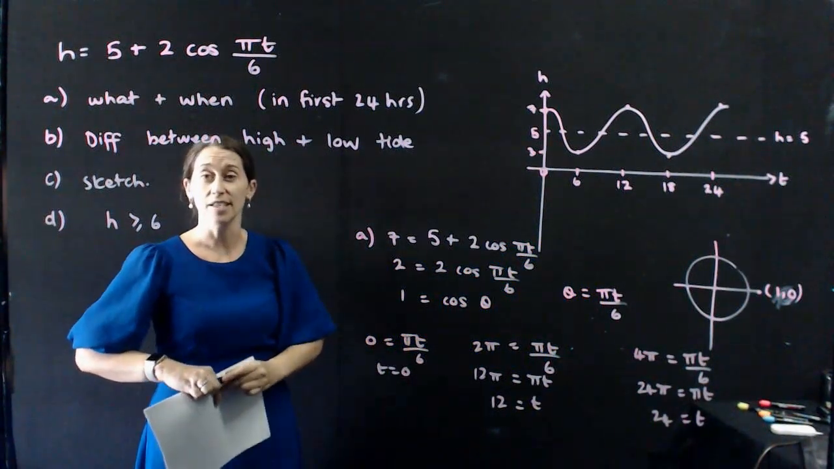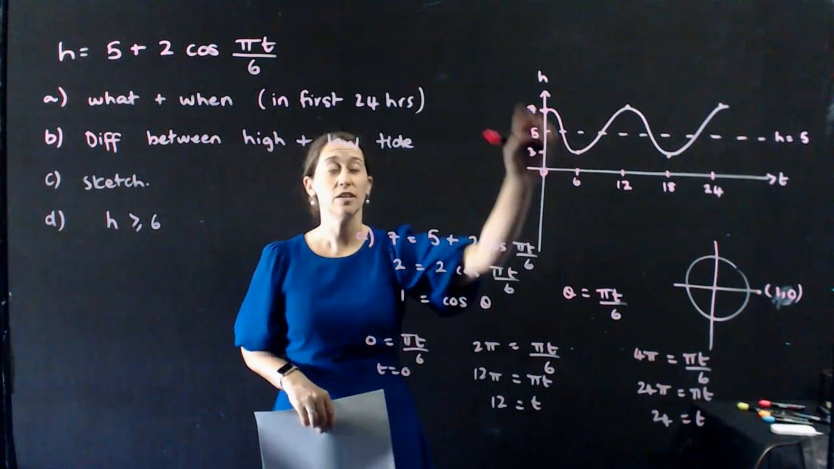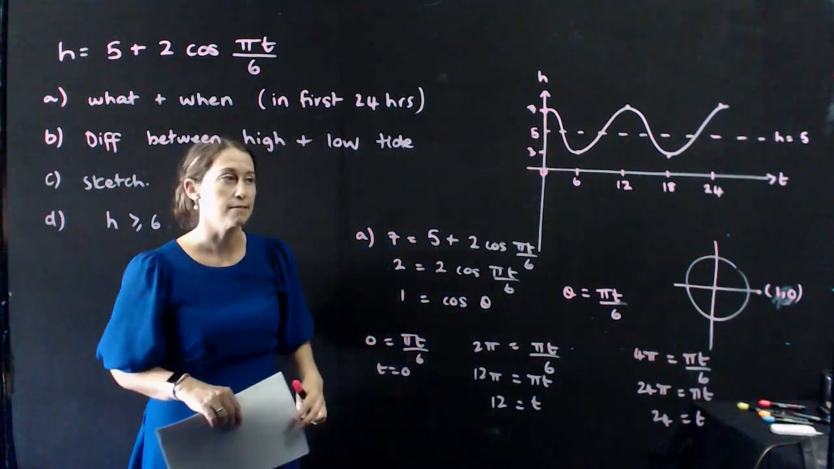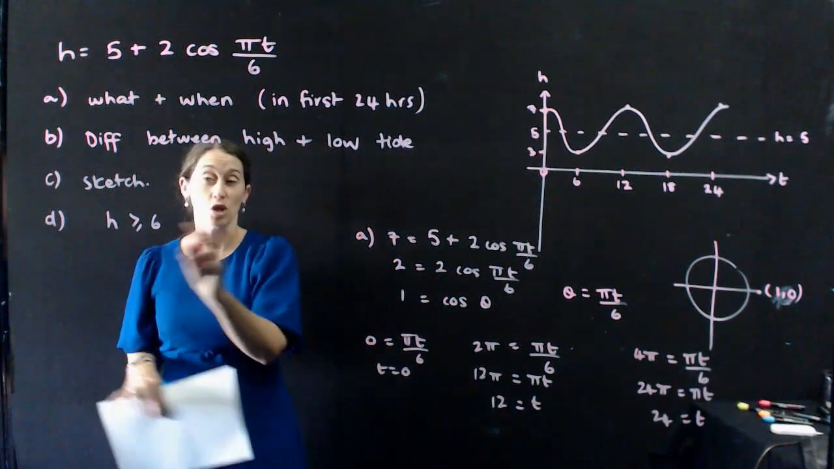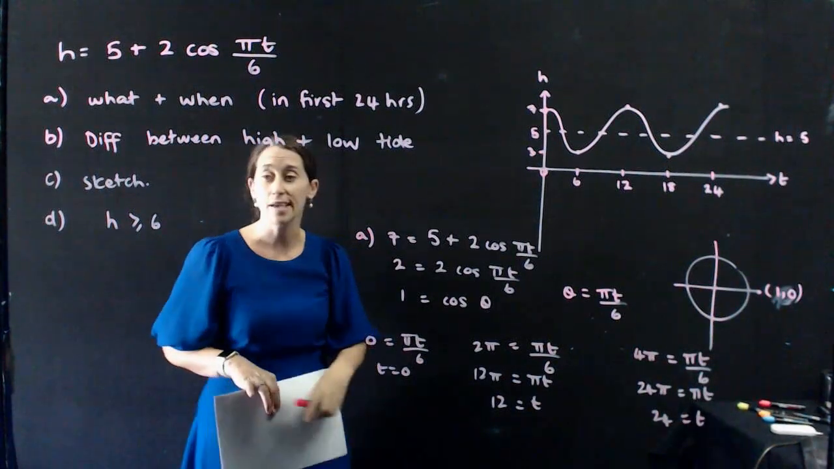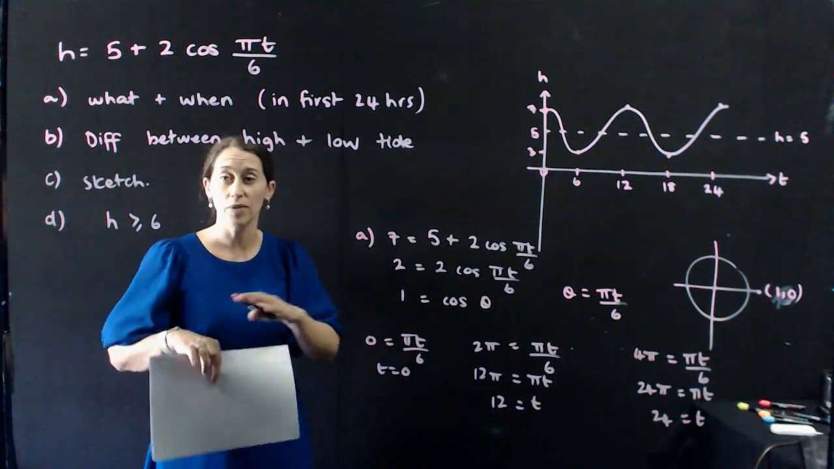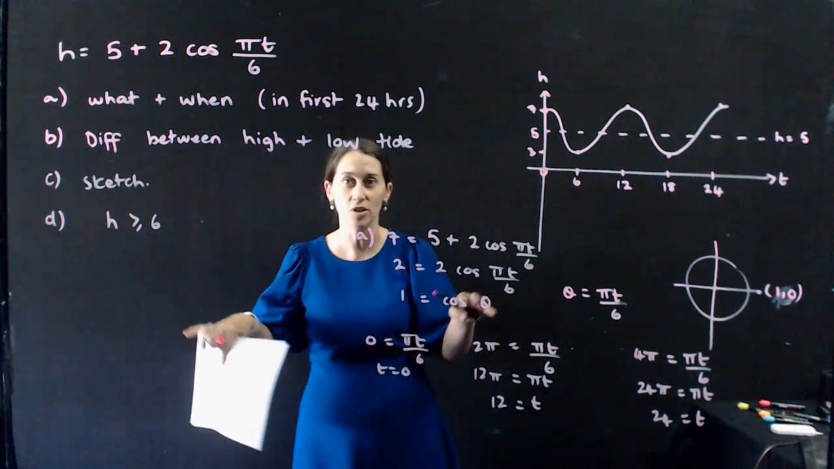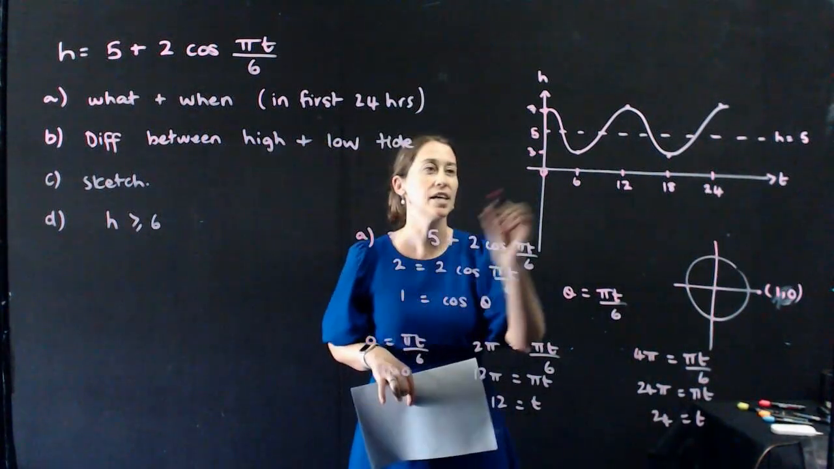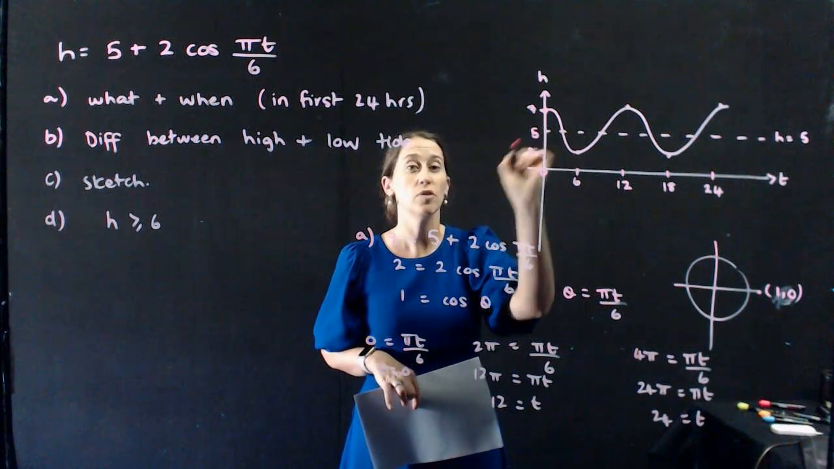Well, if high tide is 7 and low tide is 3, the difference between them is 4 metres. Now let's have a look at John bringing his boat in. It's only safe to do so when the tide is at 6 metres. Well, looking at our sketch, 6 metres is somewhere in between here.